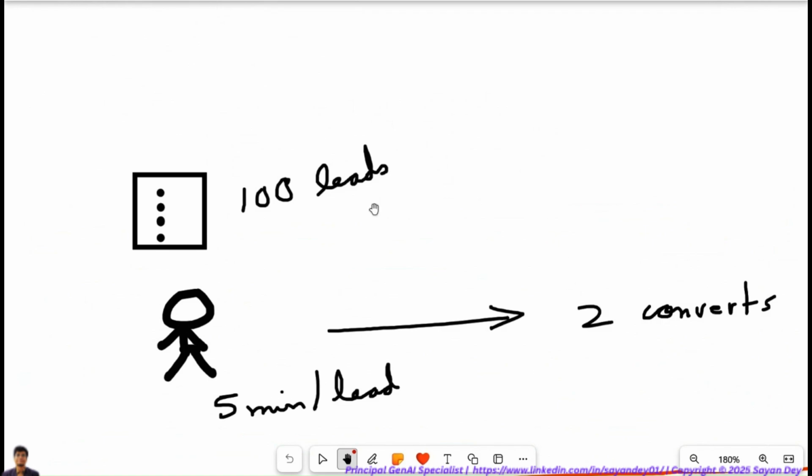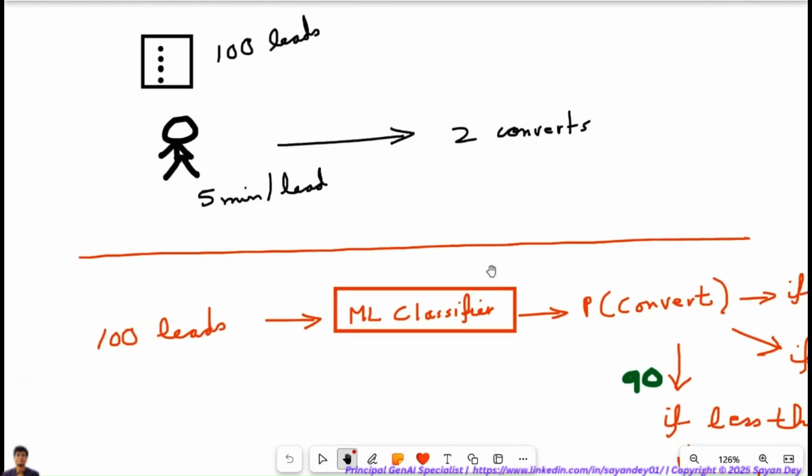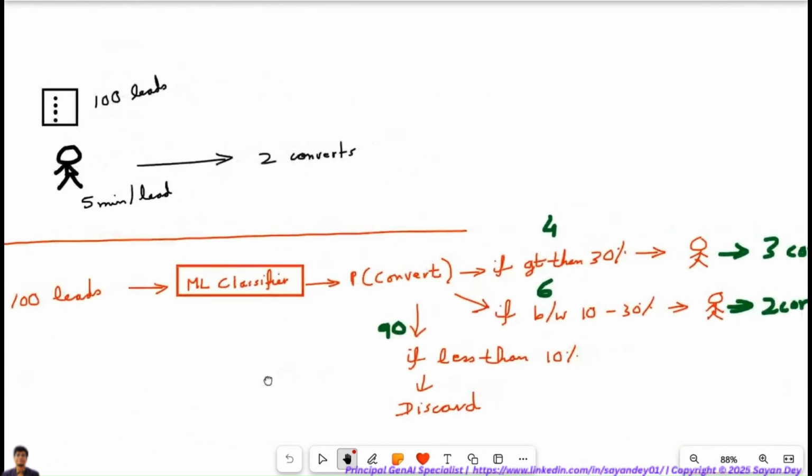Because you are calling the customer only because you think they will convert. Otherwise, why would you call? So in the manual model we were using before, there are 98 predictions where you think the leads are good and might convert, but in reality they don't. So there are a lot of false positives, and that is what makes the process very inefficient. A lot of false alarms are playing out. Now, how will machine learning solve the problem?